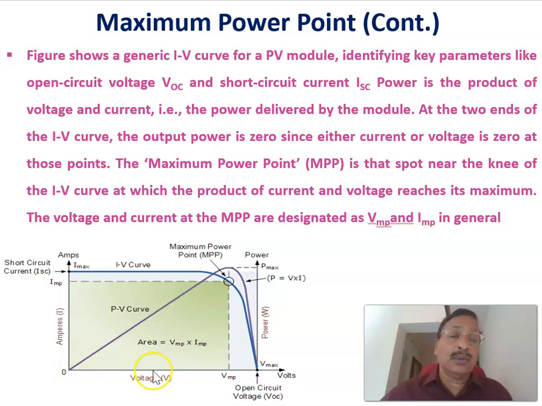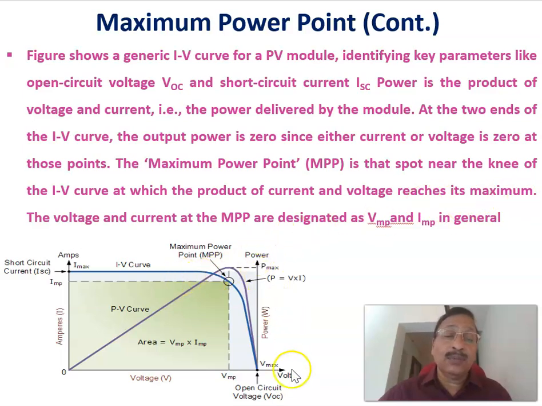Therefore, power will be 0 at these two ends of the PV characteristics. The output power is 0 since either current or voltage is 0 at these points. And the maximum power point is the spot near the knee of the IV curve, at which the product of the current and voltage reaches its maximum.